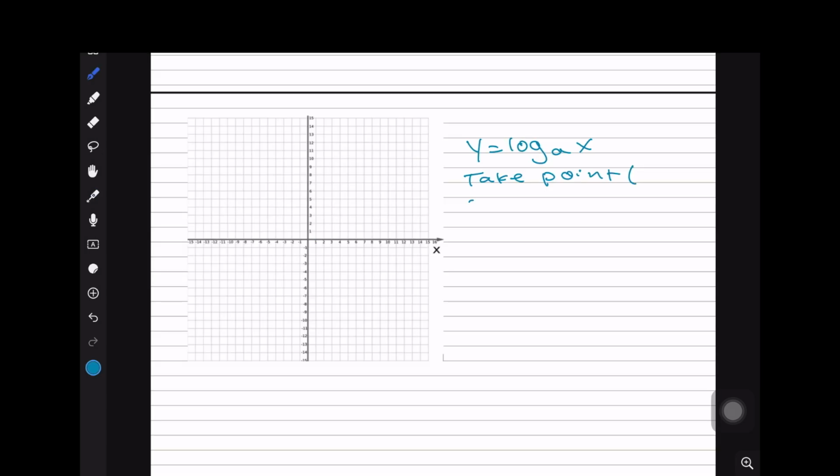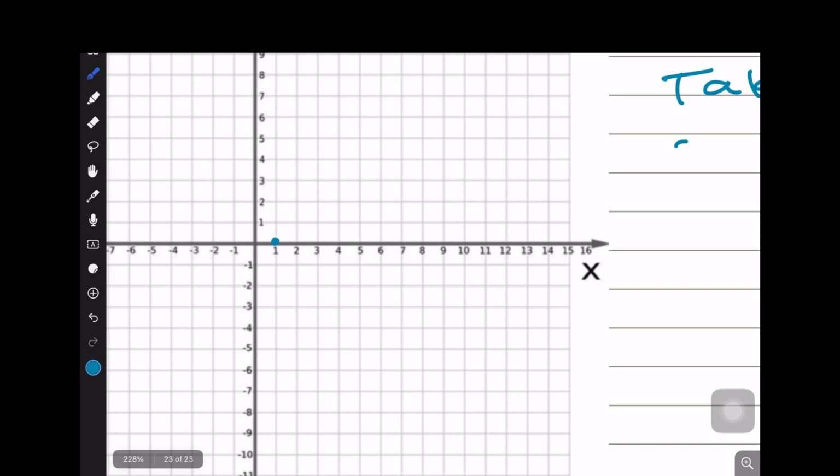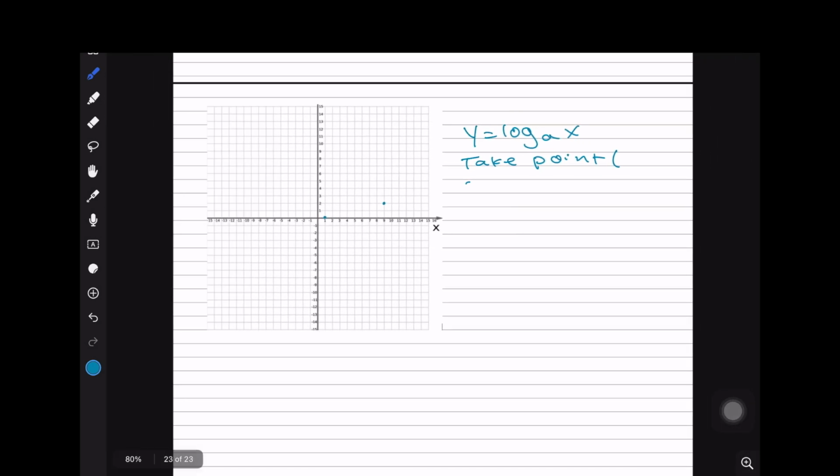All right, so let's look at graphing logs. Say you have this graph. You're going to start by looking at a point. So take the point (9, 2). What you want to do is plug that into the original equation and solve for a. So we're going to have 2 is going to equal log base a of 9.